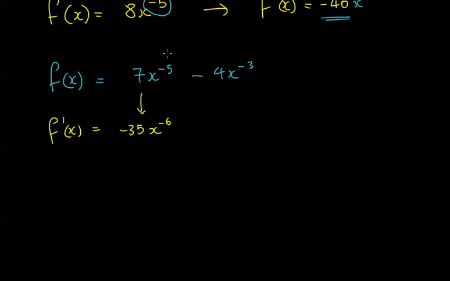Here's where we need to think, because this minus belongs to the 4. So if we take that minus 3 and multiply by that minus 4, we get a positive 12. Then x to the power, take 1 off the minus 3, it gives you minus 4. So this differentiates to plus 12x to the minus 4. The derivative function is minus 35x to the power minus 6 plus 12x to the minus 4. So just be careful with the negative there.